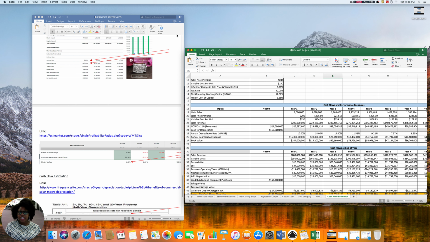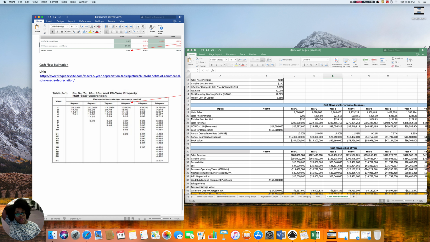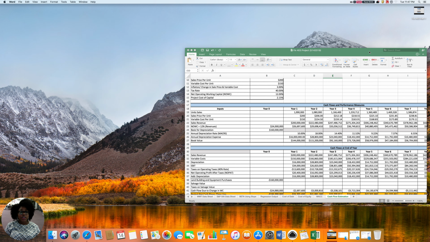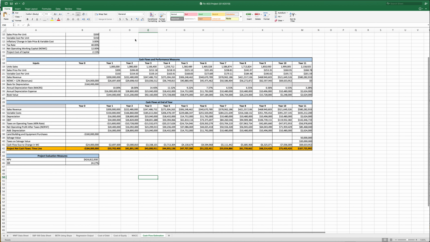Then as we scroll down, they said that it's going to be depreciated on MACRS, 10-year depreciation, and that's where I got the information from. I got this from a website, and they took it from the IRS. Okay, so I'm going to X this out, so that was all of my references where I got all of my information from.